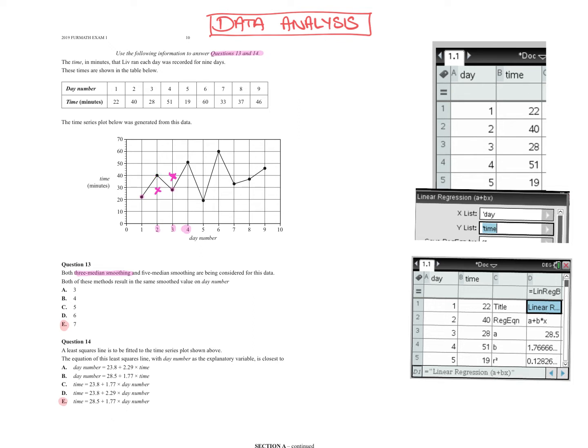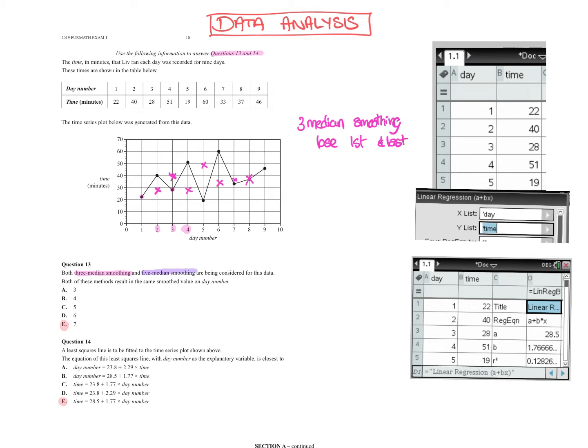So you would just keep on doing that and mark off all of them. Remember, with 3 median smoothing, you'll lose the first and the last piece of data. Because there's 10 days here, you'll only have 8 pink crosses on it. So I'm going to go and finish the 3 median.